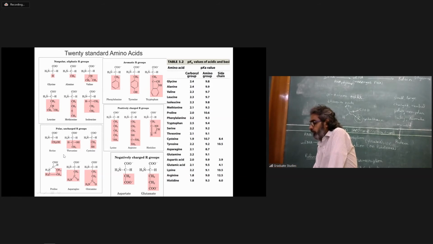And when it comes to polar, there are serine, CH2OH, and threonine, both have OH groups, and cysteine, SH, and then proline. This is a cyclic amino acid where the side chain is connected back to the backbone. And asparagine and glutamine, you have amide groups in the side chains, CONH2.